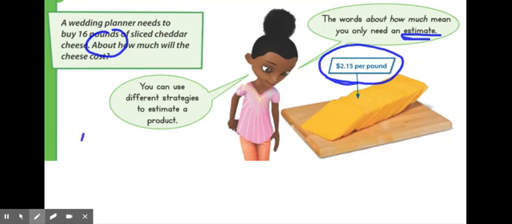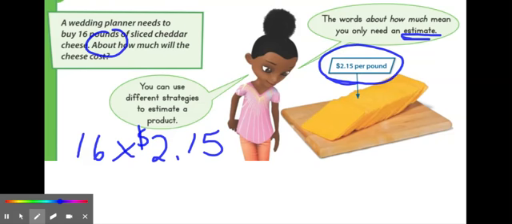All right, we have 16 pounds of cheese, and each pound costs $2.15. So we end up with 16 times $2.15. However, we also know that we are just estimating. We only need an about answer. So instead of multiplying this out, let's estimate. When estimating decimal products, sometimes you don't need to round both numbers.